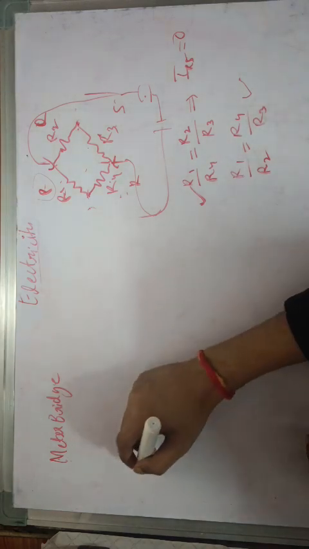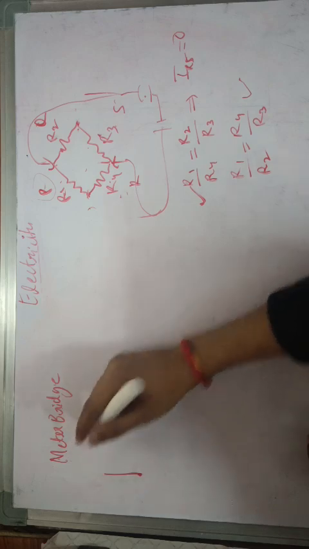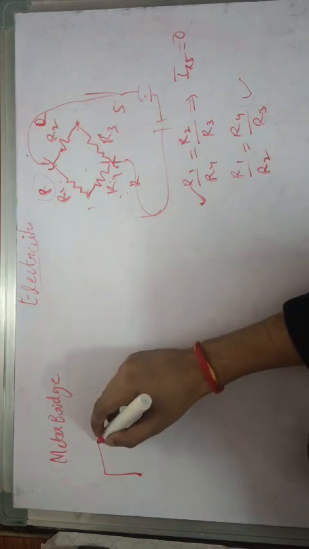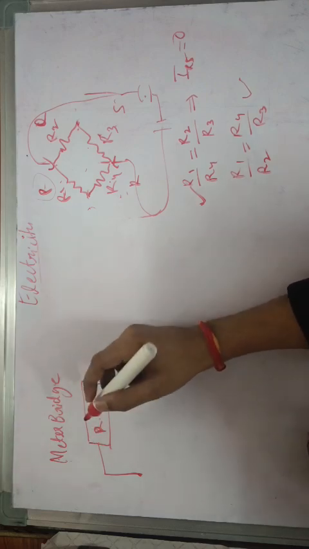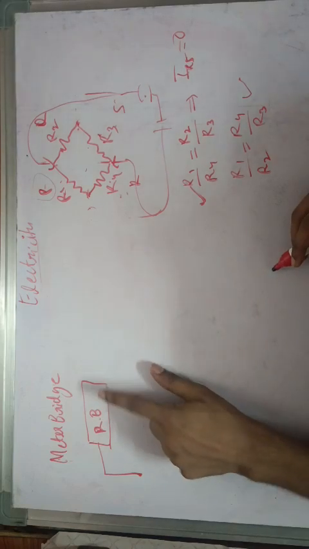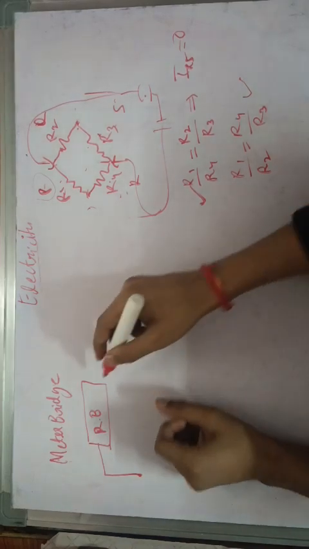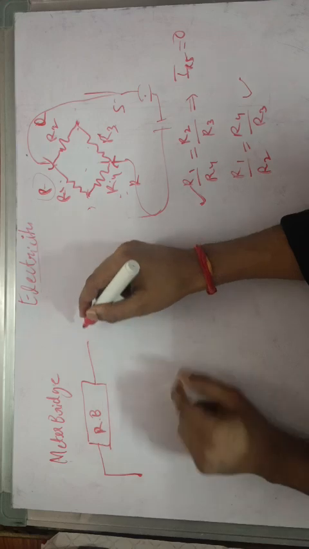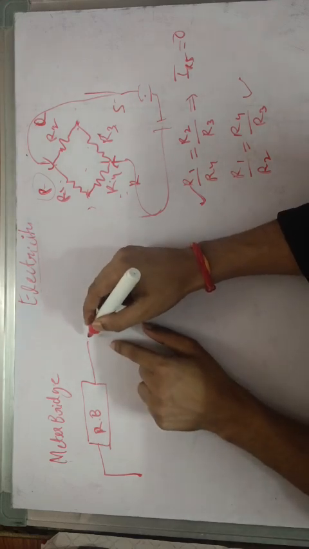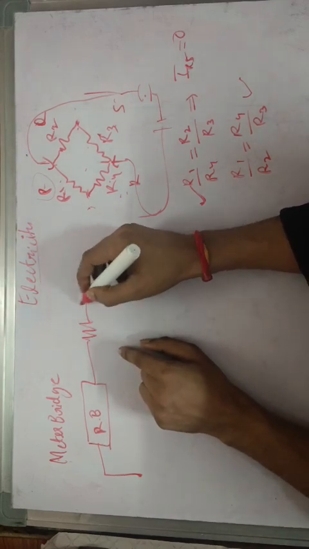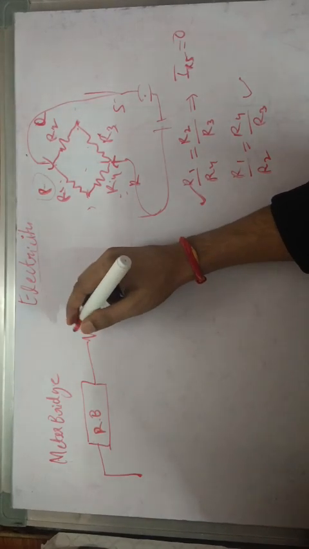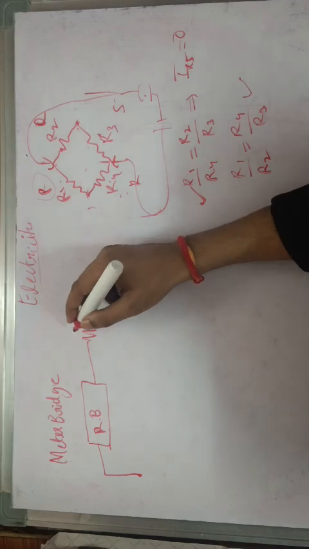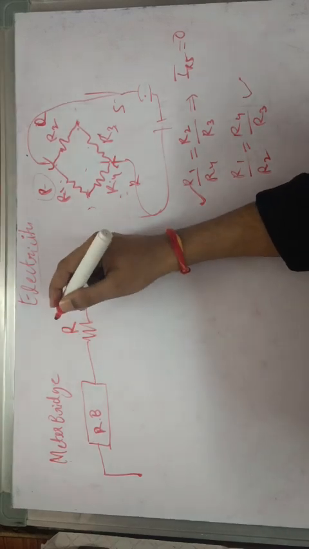And the meter bridge, in this meter bridge we have a similar arrangement. Here there is a resistance box, and its resistance can be varied, and it is connected to a resistor, which, let's say, is an unknown resistor. Let's say the resistance value is R.